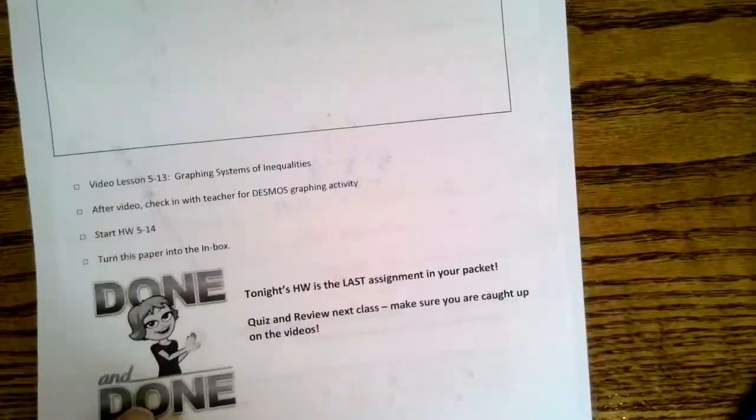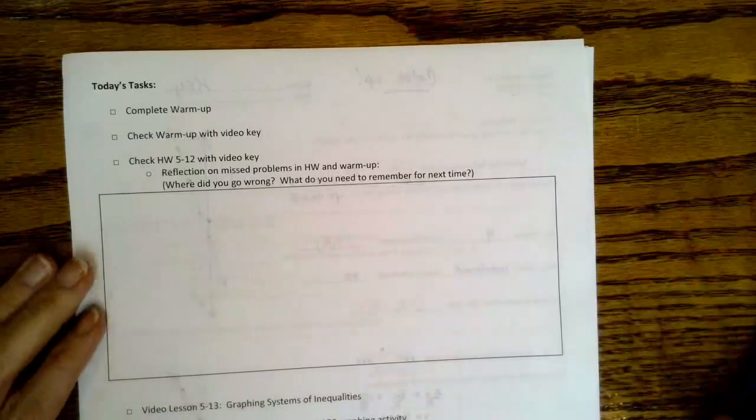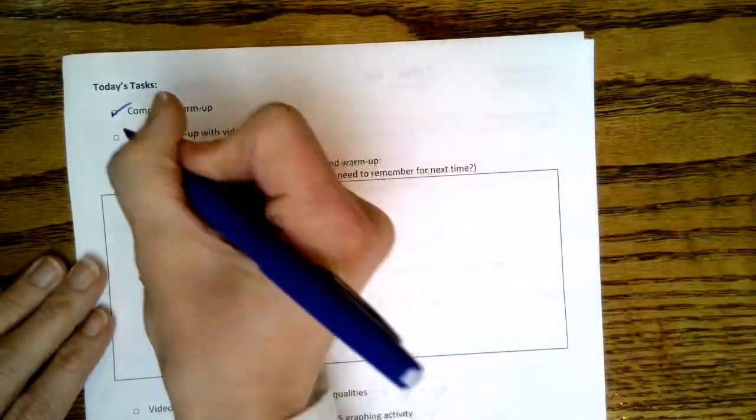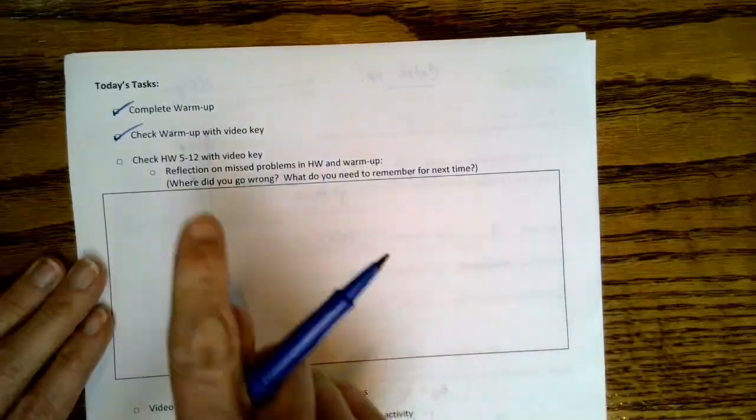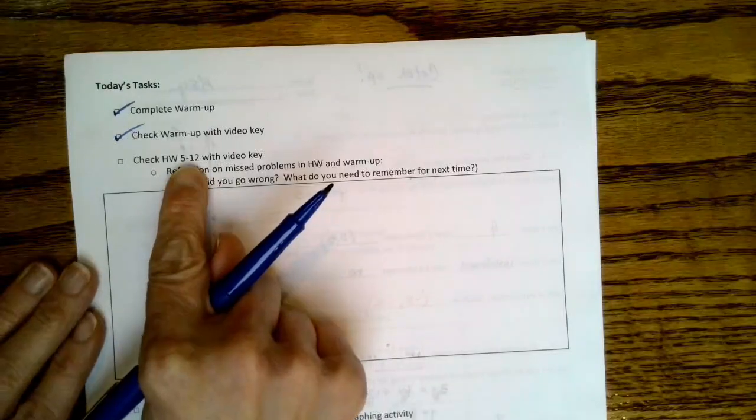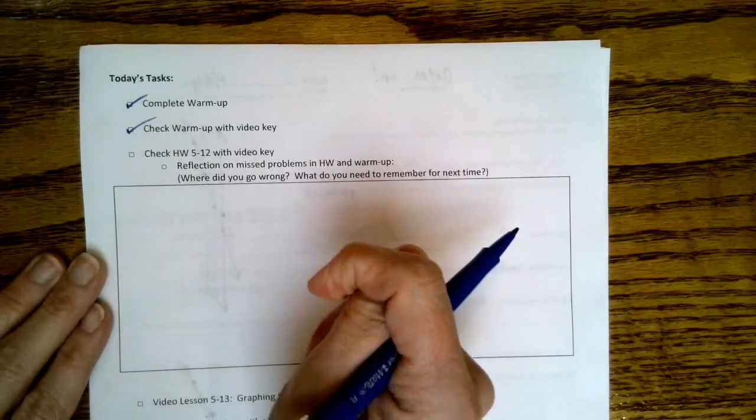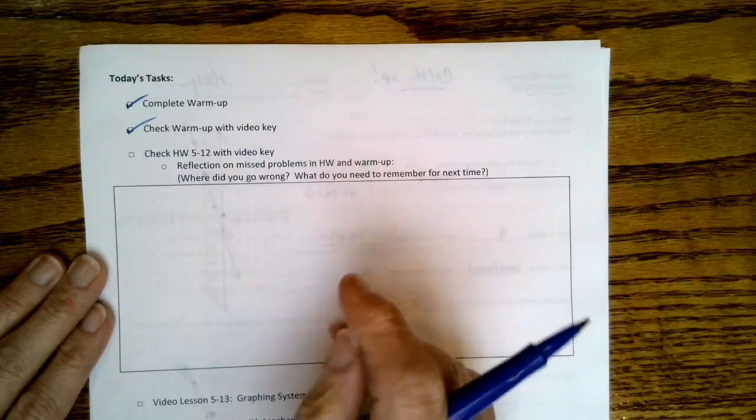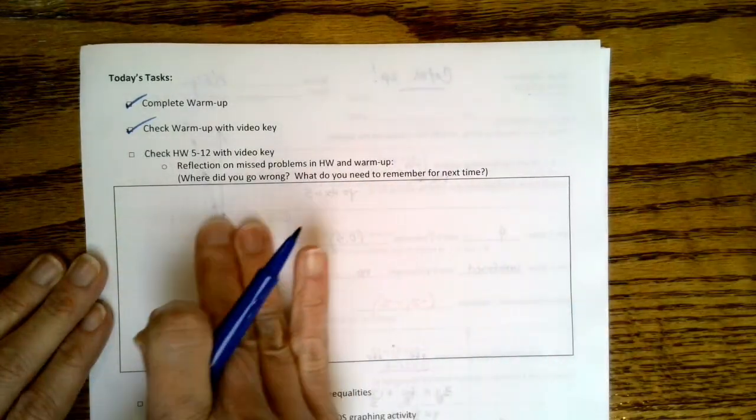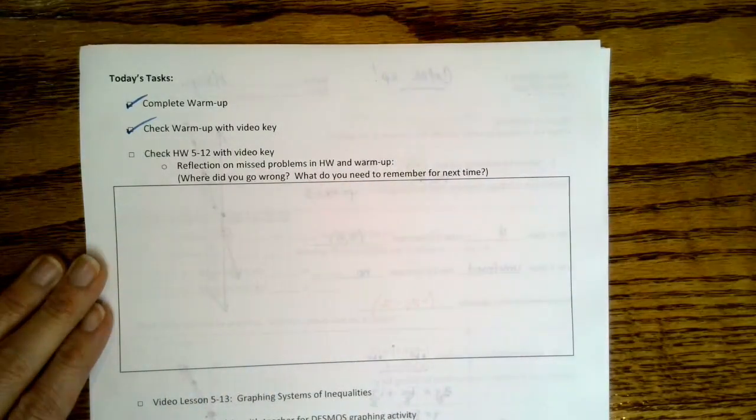All right, let's see what's on tap for today. So your tasks today, complete the warm-up and check the video with the key. Homework 512 is on the website, so you can go ahead and check that. And I really want you to reflect, where did you go wrong? It's an awful lot of learning that can happen there.